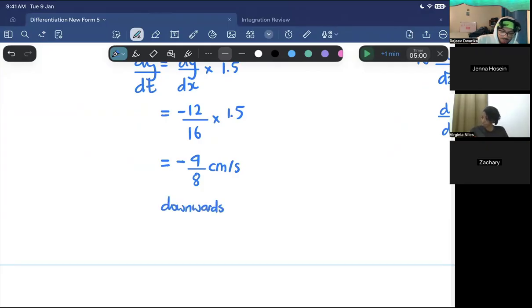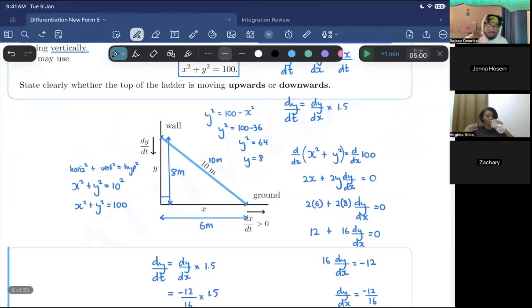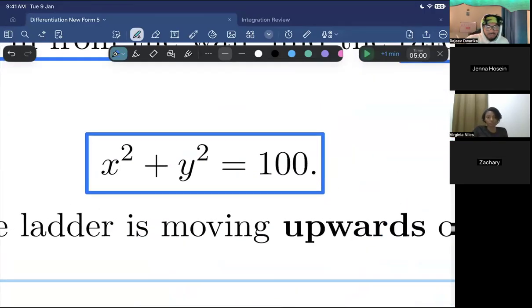Now that was one way you would do it if you use implicit differentiation. If you differentiate implicitly with respect to x on both sides, that's how it would look. But Zachary, you could do it another way. If you had to differentiate this, what would you make the subject of the formula?